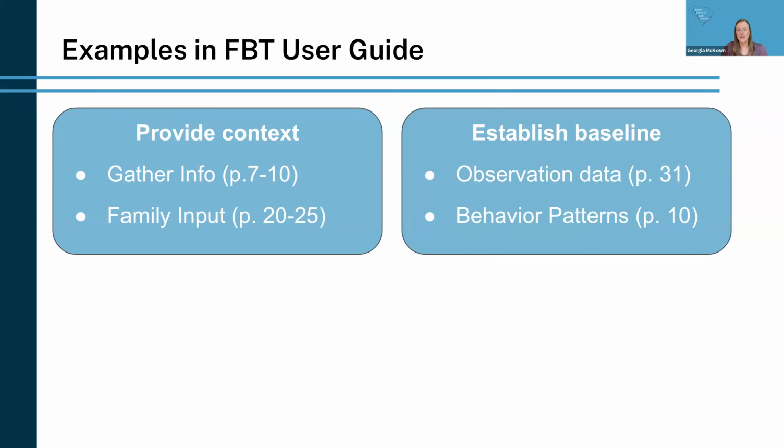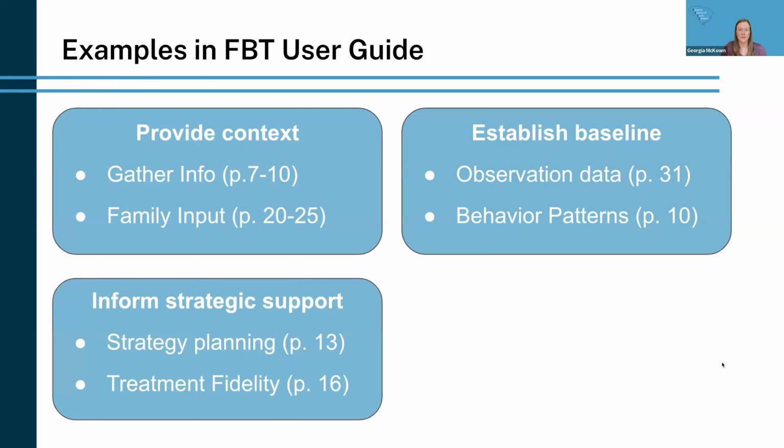The observation data and behavior patterns sections ask you to observe student behavior and consider patterns in when, where, and how it may be happening. These establish a baseline and clearly organize what's happening at your starting point. The strategic planning section on page 13 asks you to consider what you could do before, during, and after a behavior to promote and reinforce a replacement behavior. And the treatment fidelity section provides a tool for understanding if and when your strategies are working to influence behavior.